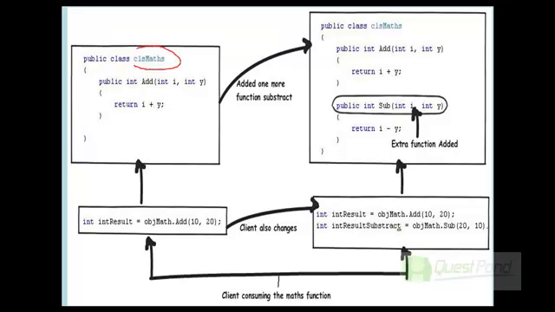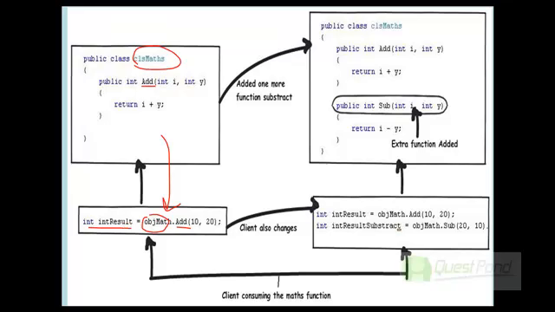Now here's a simple CLS maths class, and this CLS maths class has an add function. This CLS maths class is consumed in a UI code. So basically, you have created an object called objmath of CLS maths, and you are calling the add function, and you are getting the results.